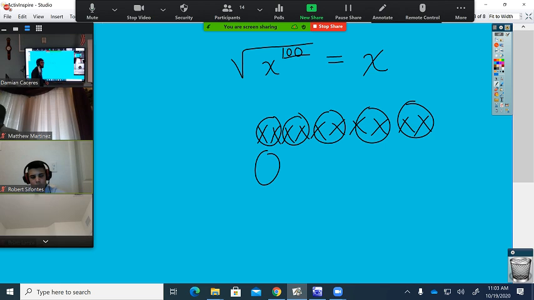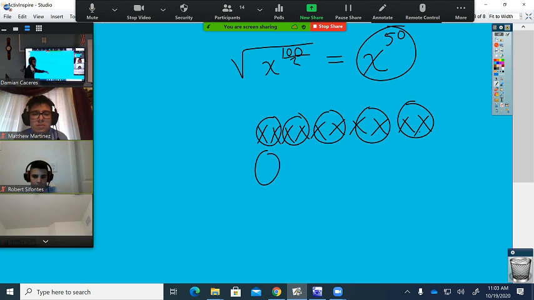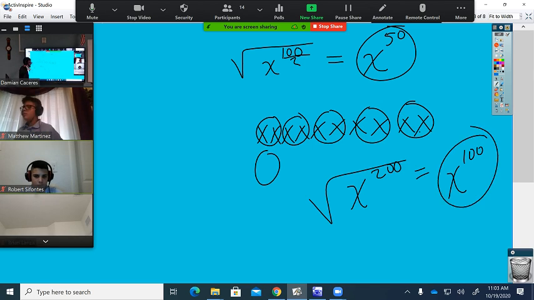10 pairs? I already have 5 pairs with 10 only, and I got 100 of them. 50. Because you're dividing them by 2. You can only circle 2 at a time. So this would be x to the 50 power. You with me? So what's square root of x to the 200? X to the 100. Does that make sense?